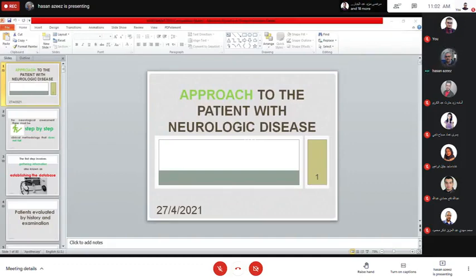The first step involves gathering of information. For anything in general, before we can say anything about any subject, we should gather information. In other words, establishing the database. The tool for gathering information and building a database for any neurological patient is history and examination. So evaluating any patient is by history and examination.